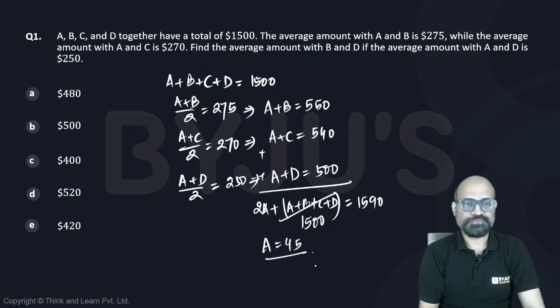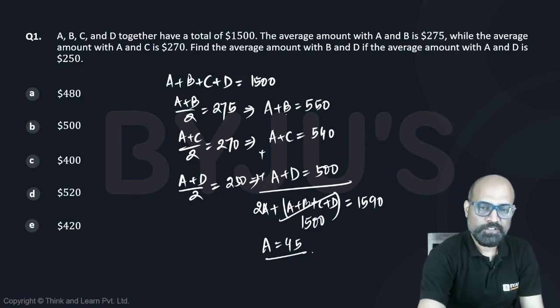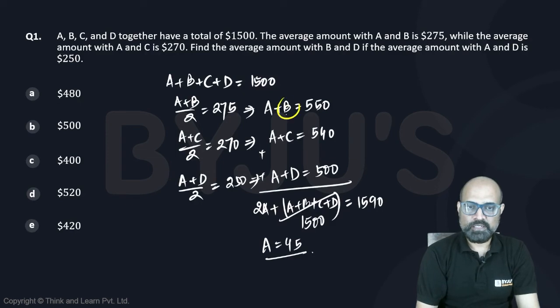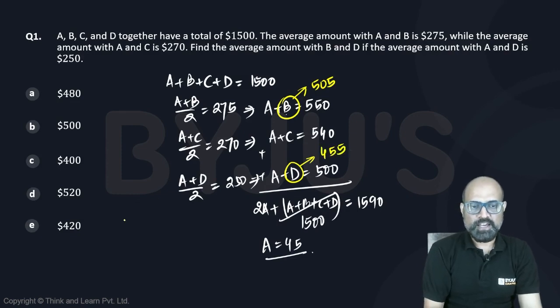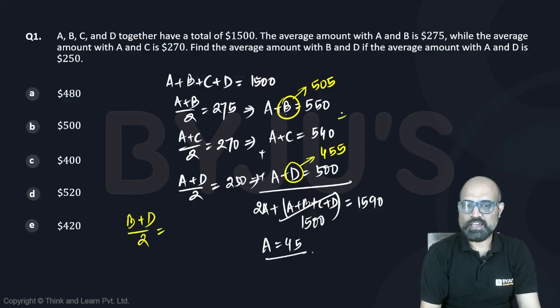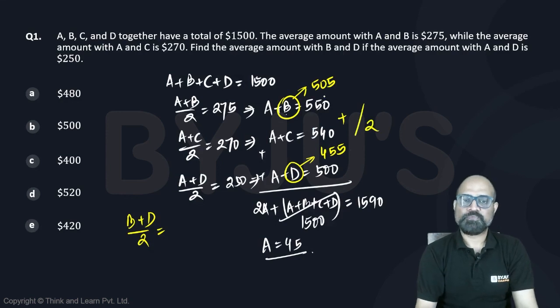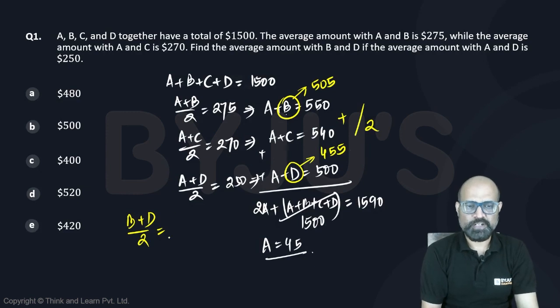Now, if A is 45, then the value of B from here is going to be 505, and the value of D from here is going to be 455. So the average of B and D is going to be the average of 505 and 455. So this is going to be 505 plus 455, which is 960. Half of 960 is 480. Option A.